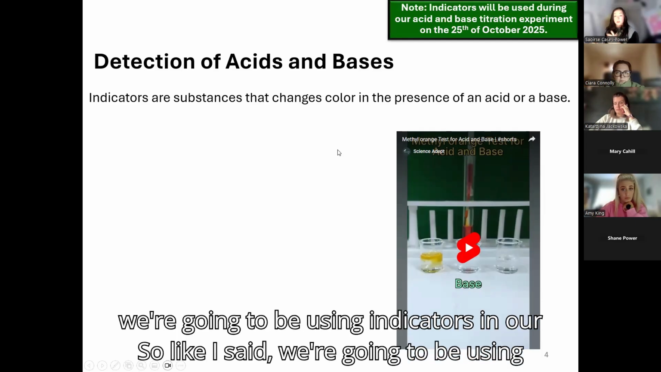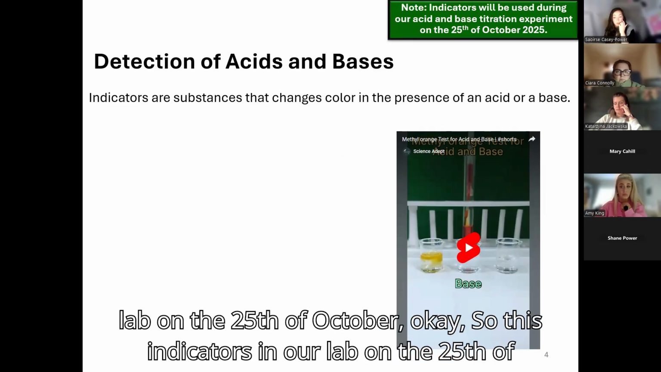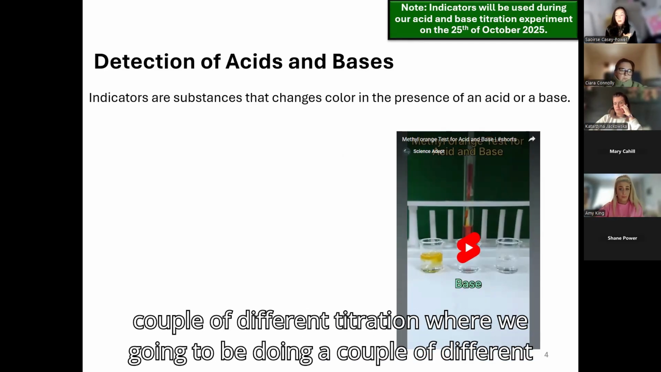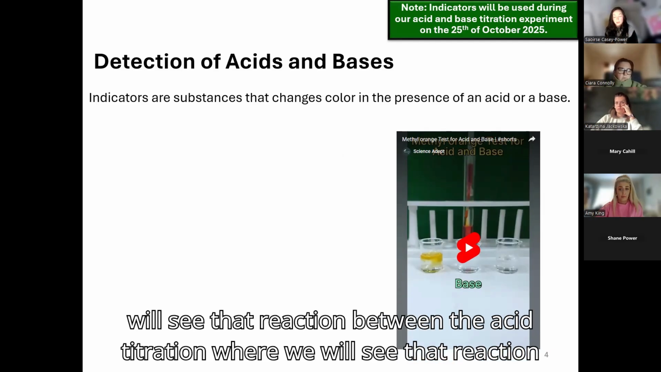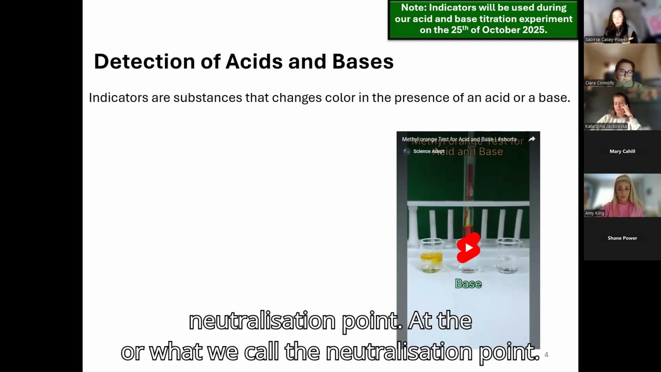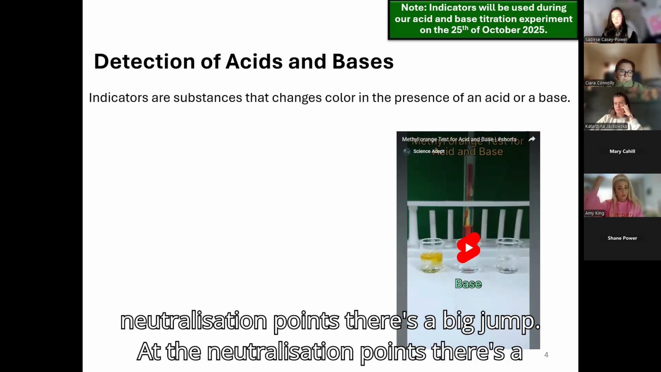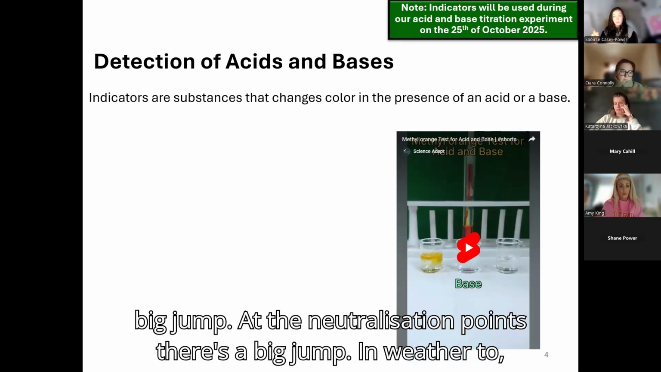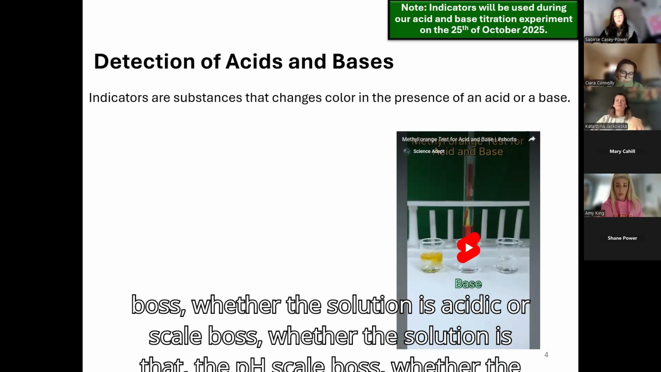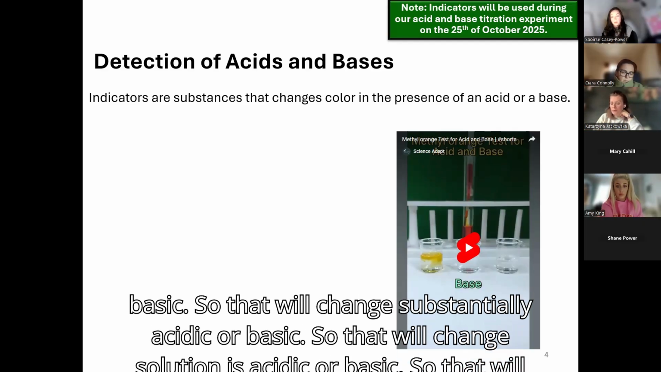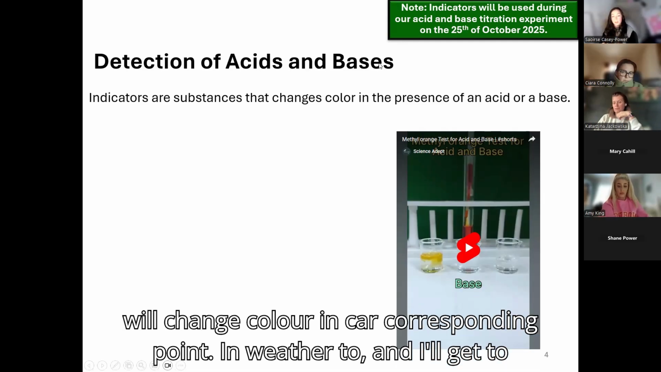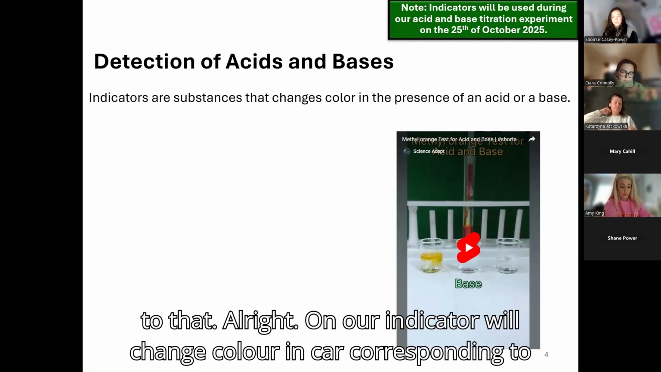So, like I said, we're going to be using indicators in our lab on the 25th of October, so this Saturday. We're going to be doing a couple of different titrations where we will see the reaction between the acid and base. It will reach a certain point, what we call the neutralization point. At that neutralization point, there's a big jump in, and I'll get to that, the pH scale, whether the solution is acidic or basic. That will change substantially at the neutralization point, and our indicator will change color corresponding to that.